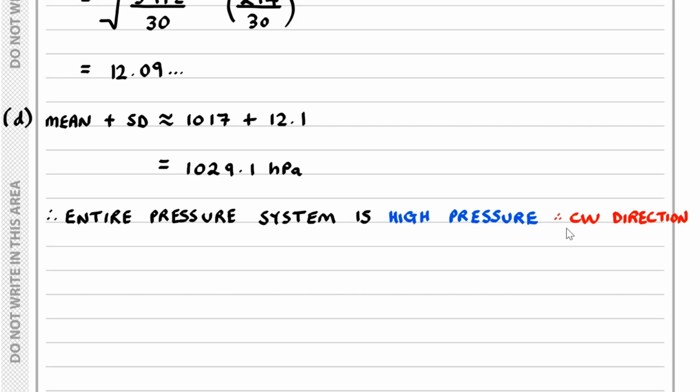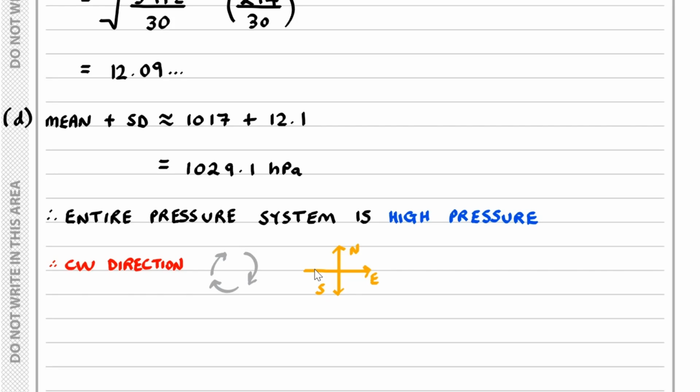So if that's the case, what that means is we are going in a clockwise direction. So we have a clockwise direction going this way. And let's just draw a compass like so. We've got north, east, south, and west. We will be going in the direction we see here. We will be going in a clockwise direction.